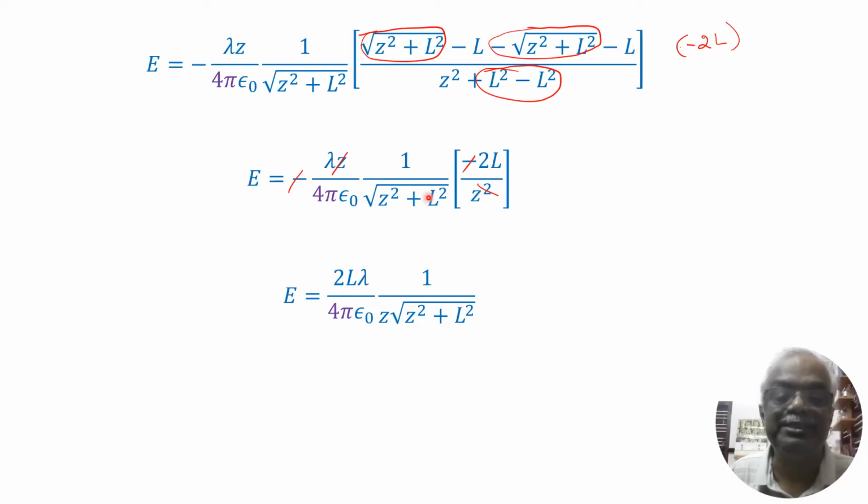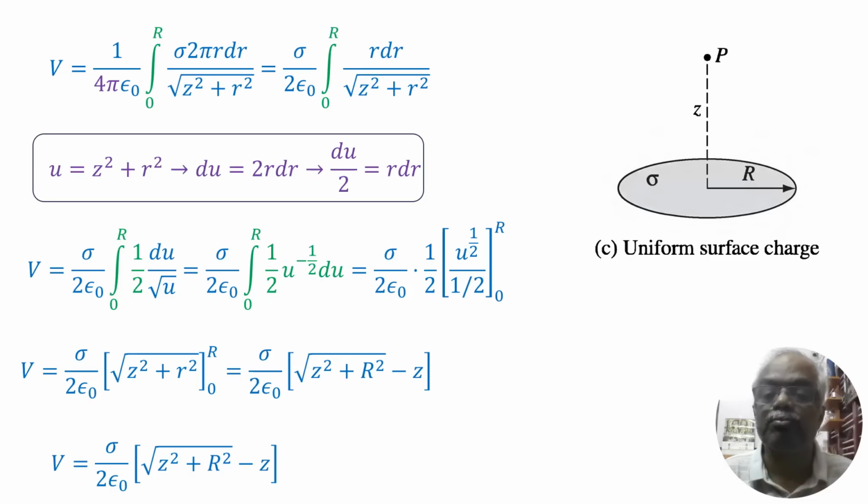Remember that there is Z here. Z square root of Z squared plus L squared. This is exactly what we got in example 2.2 of Griffiths. Example 2.2 of Griffiths. Then we will move to the next shape.